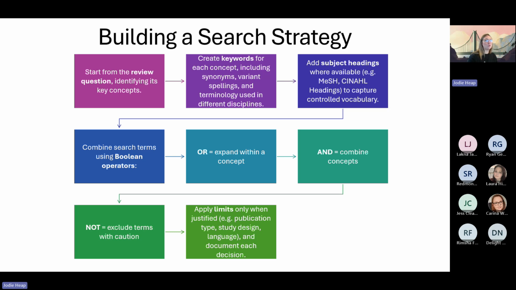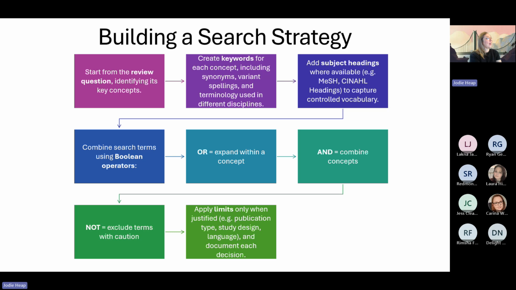Again, kind of using that PICO-esque framework. Is there a population that I'm interested in? Is there a particular intervention that I would like to investigate? That can help me build up the question. So it's a little bit iterative in that sort of process. Next, you want to be looking at, for each of those key concepts, creating a keyword list.